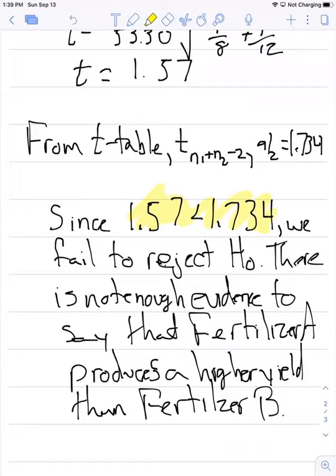Now, that actually turns out to be the same outcome that we found in the test for equal variances. But note that the calculations are not the same. Some of them are quite different.